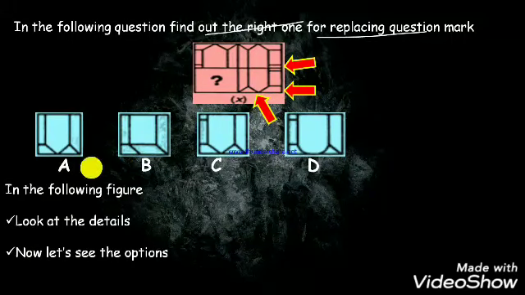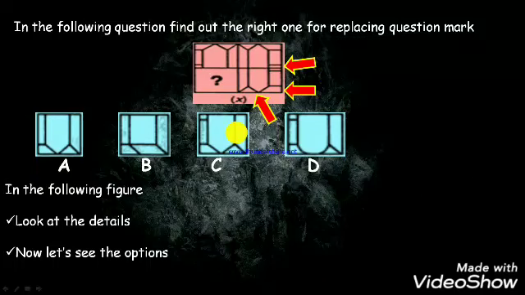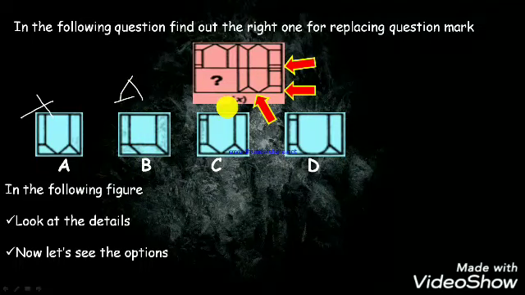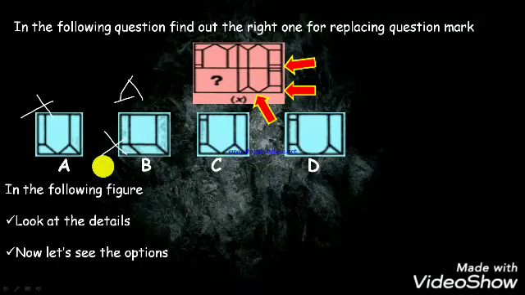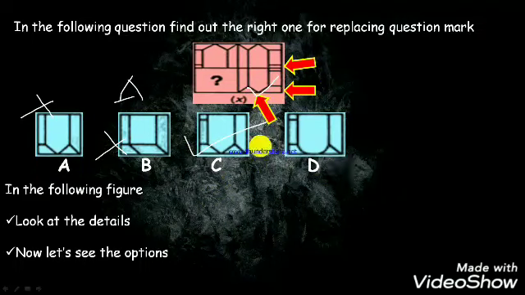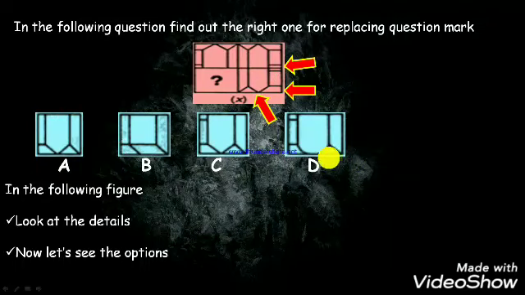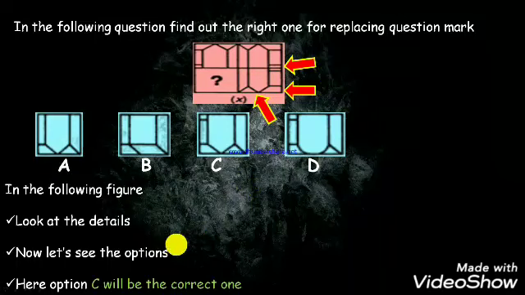Now let's see the options. Okay, if I clearly see the options, A cannot be the answer because that line is not here. So A has been eliminated. If I talk about B, B is completely a different figure because the triangle is not there like this. So B has been eliminated. If I look clearly at C, that will be the correct answer because that detail is also here, but D cannot be because D has a shape like this. So the correct answer will be C.